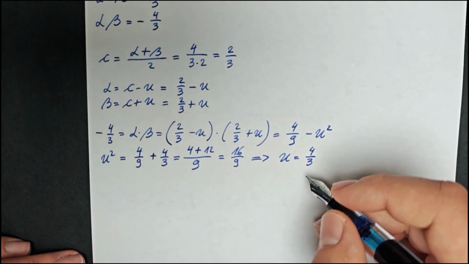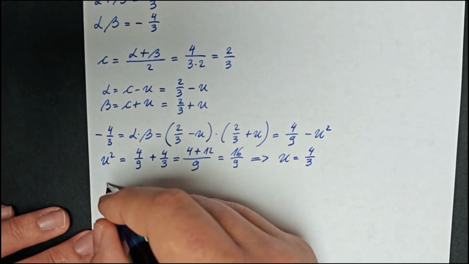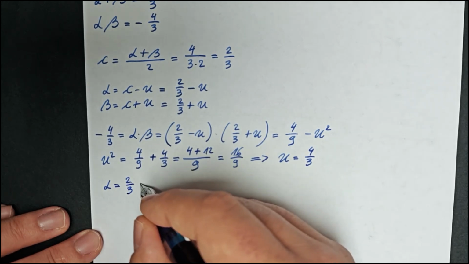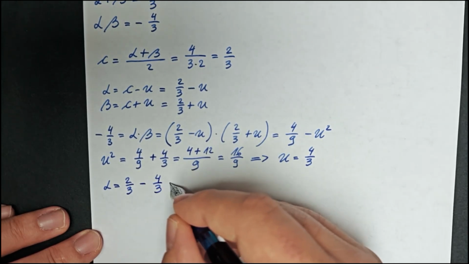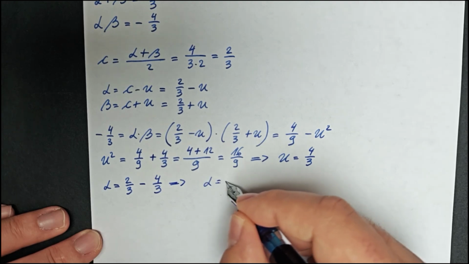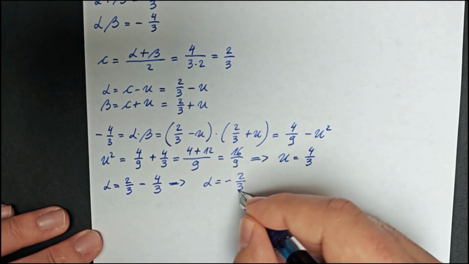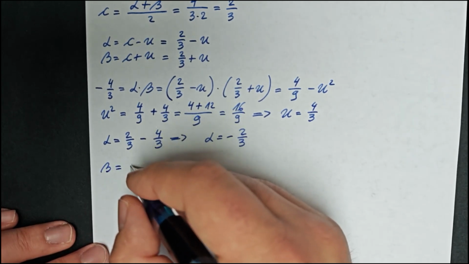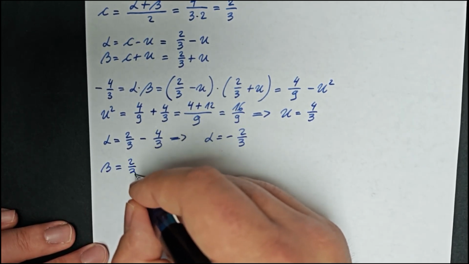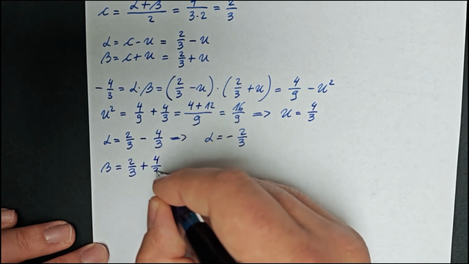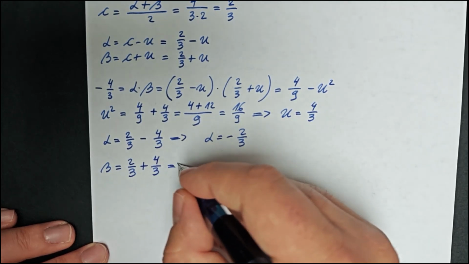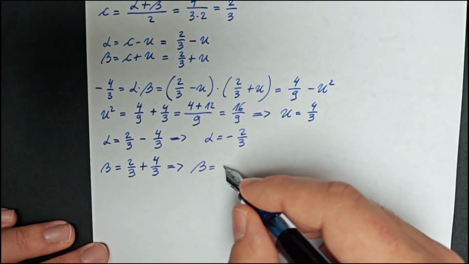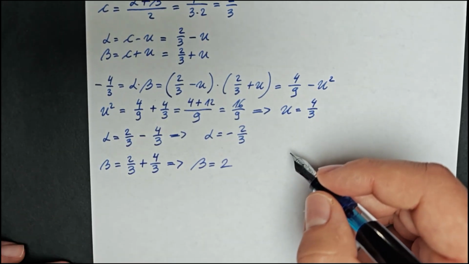When we return this fact into alpha and beta, we get that alpha is 2 over 3 minus 4 over 3, which is going to give us the result of negative 2 over 3 for alpha, and beta is equal to 2 over 3 plus u, which is plus 4 over 3, which is going to give us the value for beta to be 6 over 3, which is only 2.